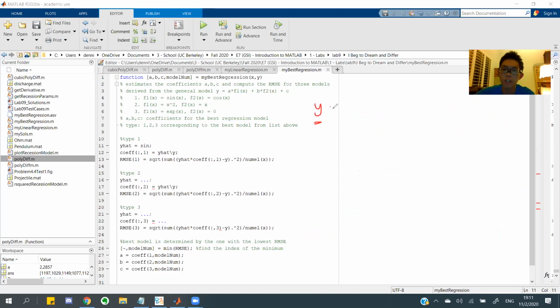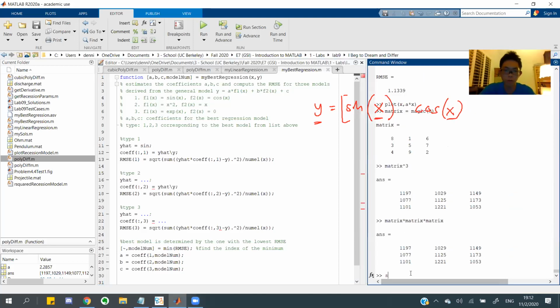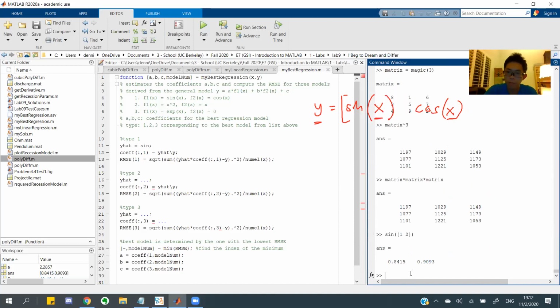Y, this is a vector, equals sine of x plus cosine, no, not plus, what am I doing? Cosine of, this is a vector, or kind of a matrix / vector. It is a matrix. Cosine of x. And remember, x is a vector, so before I do anything dumb, let's make sure that we can do this. Sine of 1 up 2. Yes, we can. We totally can.